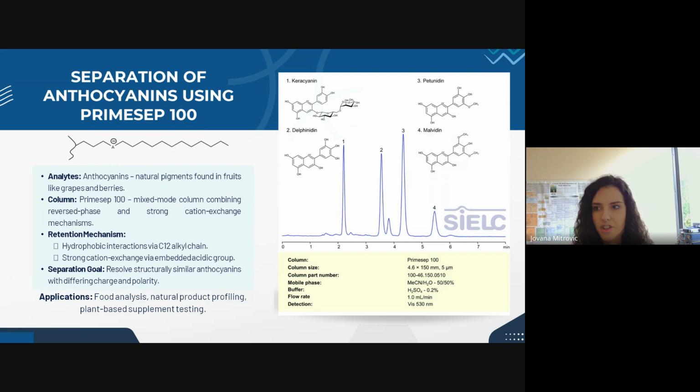Using PrimeSep 100, which combines hydrophobic and strong cation exchange mechanisms, we achieved excellent separation. The C12-like chain provides hydrophobic retention, while the embedded acidic group enables fine control over ionic interaction. And this application is relevant to food analysis, supplement quality testing, and plant-based research.